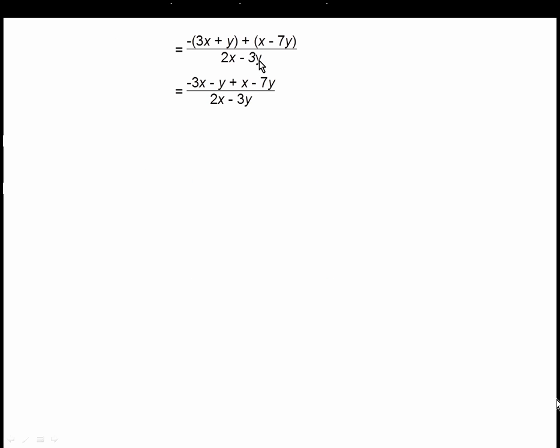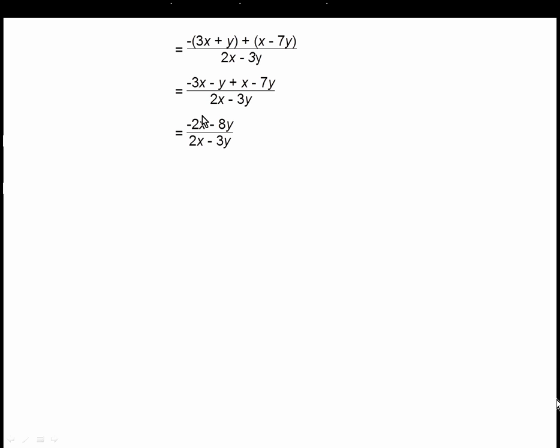So again, this was the last line from the previous slide. Here's where we have dropped the parentheses in the numerator. We now combine similar terms in the numerator. For the x's, minus 3x plus x is minus 2x. And for the y's, minus y minus 7y is minus 8y. Notice if you factor out minus 2 from the numerator, nothing will cancel.